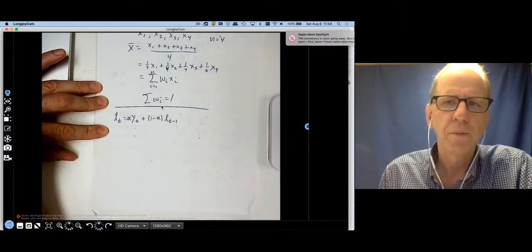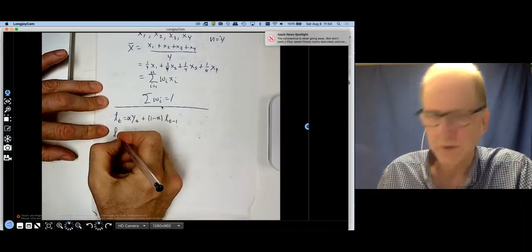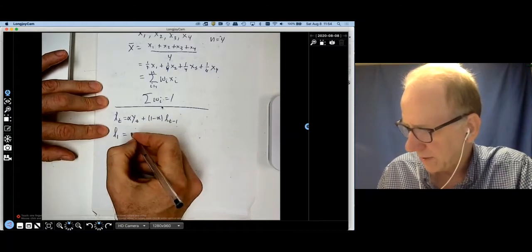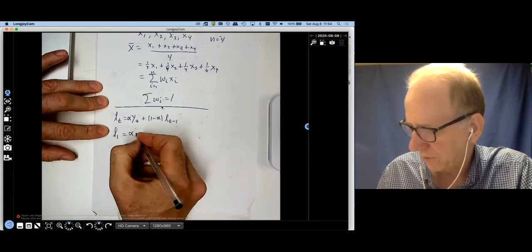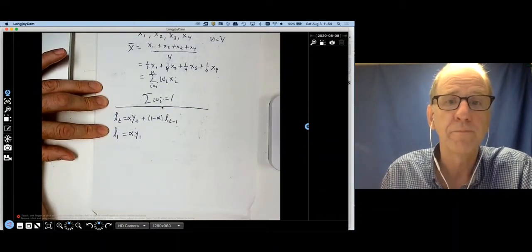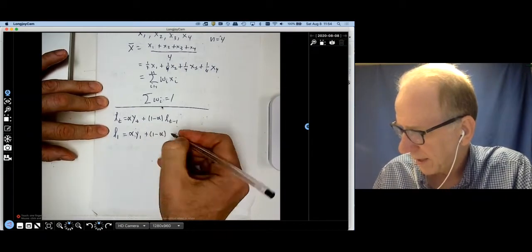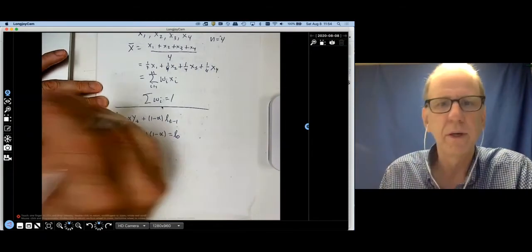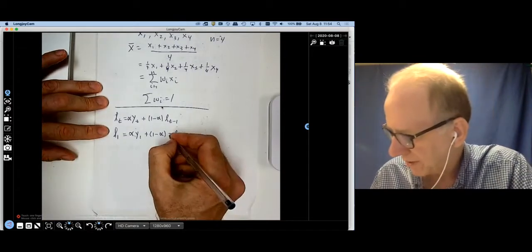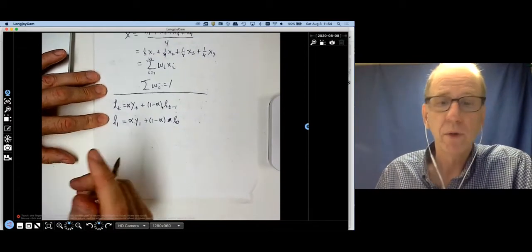All right, let's start with L1, and I'm going to just write it out. L1 is equal to alpha times whatever my y value is at time 1, and then I have 1 minus alpha times this initial level, L naught. Oops, that should be a times right there. That's a times symbol. All right, great.